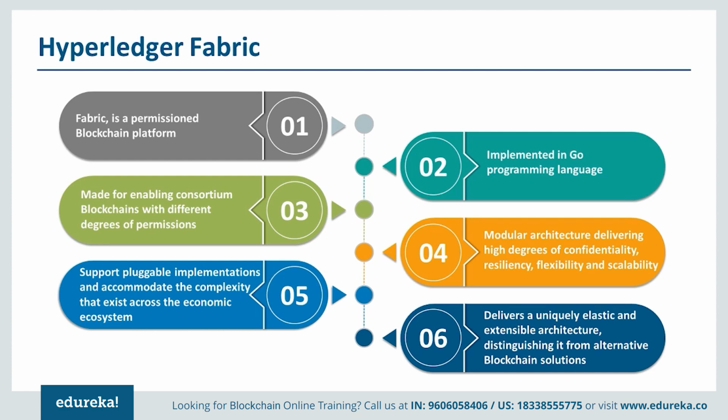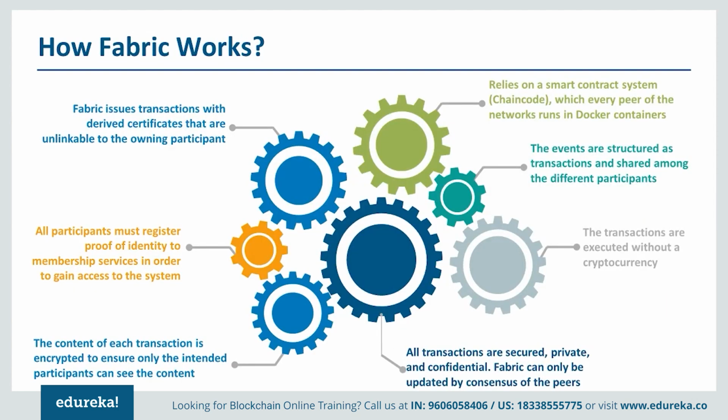Modular architecture delivering a high degree of confidence, resiliency, flexibility, and scalability. It supports pluggable implementations and accommodates the complexity that exists across the economic ecosystem. It delivers a uniquely elastic, extensible architecture, distinguishing it from alternate blockchain solutions. How does Fabric work? Fabric issues transactions with derived certificates that are unlinkable to the owning participant. All parties must register proof of identity with the membership service in order to gain access. The content of each transaction is encrypted to ensure only the intended participant can see the content. So each and every content is digitally encrypted using the public-private key as we have in Bitcoin and Ethereum. All transactions are secured, private and confidential.